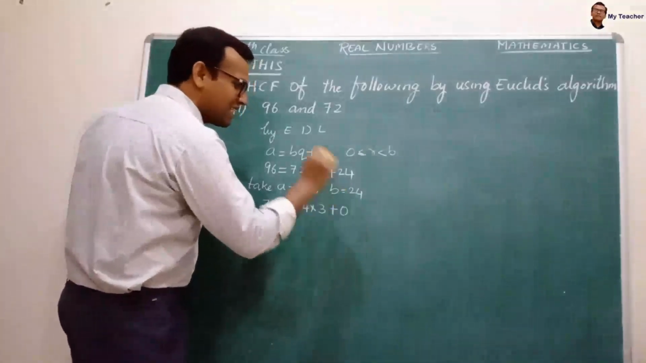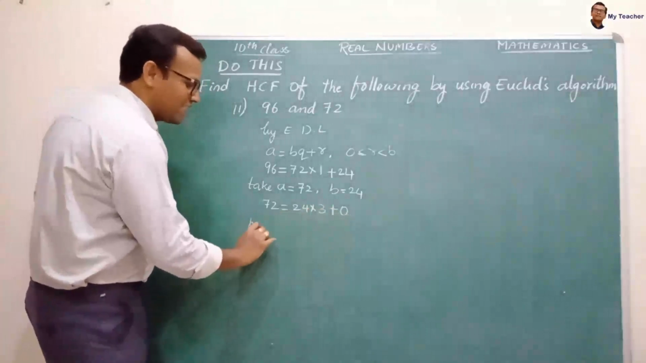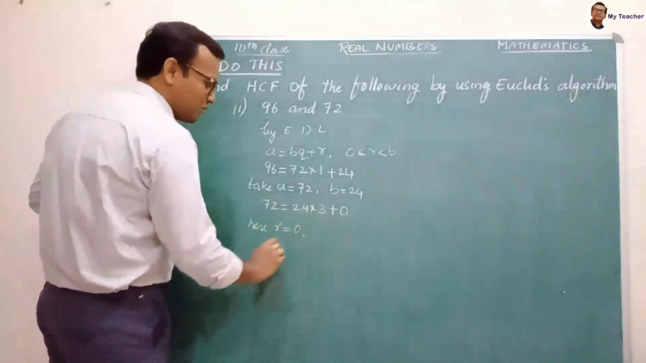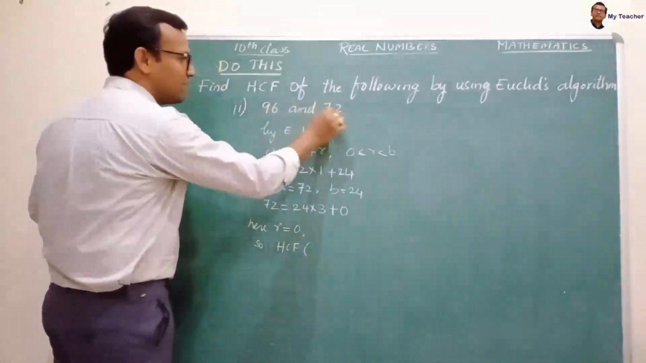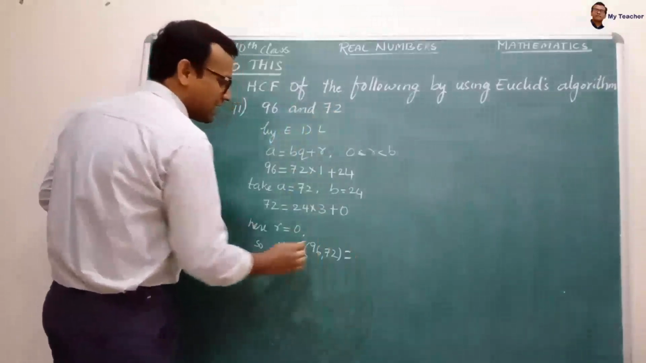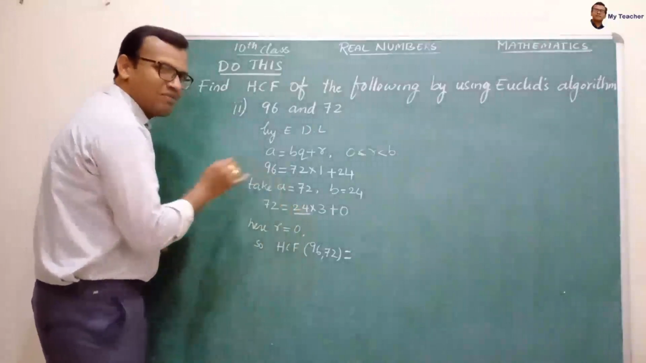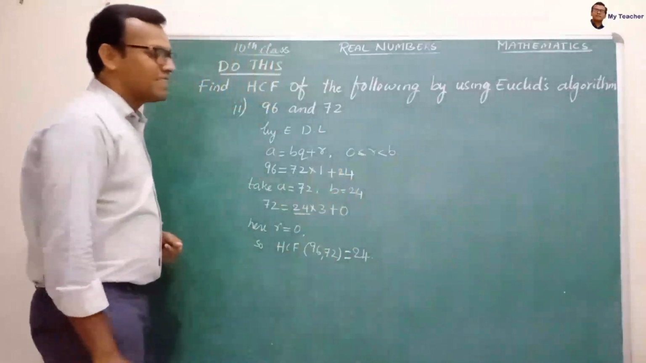And the remainder is 0. Great. So we got the remainder 0. Here, remainder is equal to 0. So the HCF of the given numbers 96 and 72 is... So in this step, what is the divisor? That will be the HCF. Divisor is 24. That is the HCF.